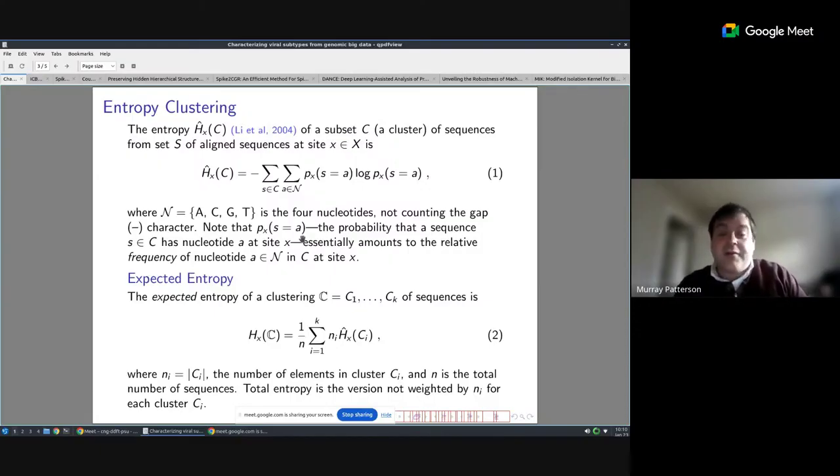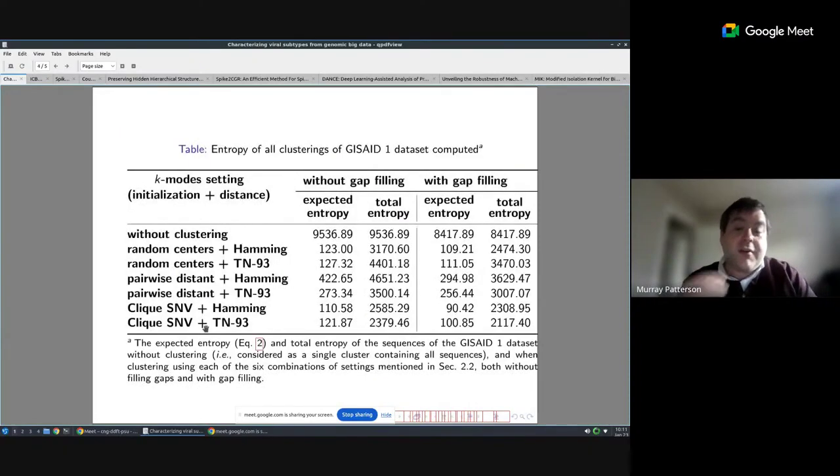There are many other clustering measures as well. Actually, there are hundreds of them, like the Calinski-Harabasz and Davies-Bouldin index, and there are so many, right? This is just the site-wise entropy, and this would be the entropy of a cluster. If we want to look at a clustering, this would be the entropy of a clustering of sequences. And so we took this idea and ran with it with current GISAID data.